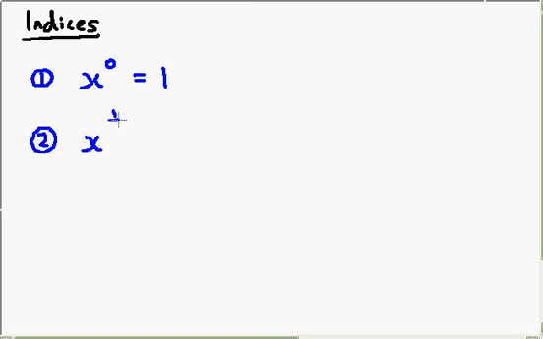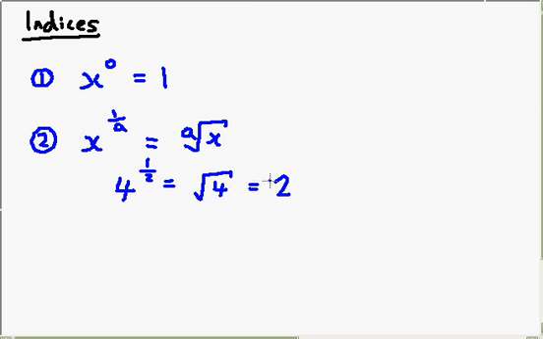Okay, rule number 2: any number where you've got a fraction in the index, so x to the power of 1 over a for example, then that is the a-th root of x. Okay, so we're going to have to look at a couple of examples here just to make sure that everything's alright. So let's have a look at 4 to the half. Okay, well, the half root is just the square root. So the square root of 4 is 2, or plus or minus 2.